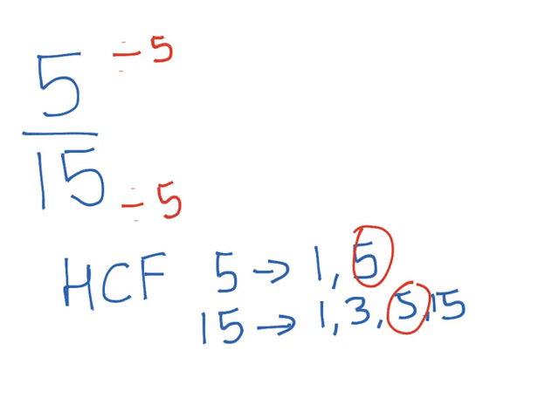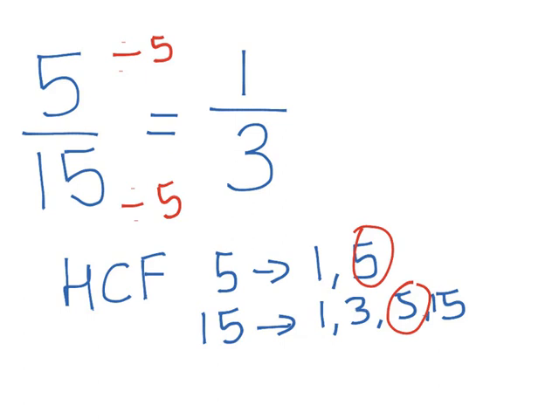We divide the top and the bottom by 5, because remember, we're not changing the size of the pizza, we're changing the number of slices it's been cut into. There's 1 5 in 5, and there are 3 5s in 15. So 5/15 equals 1/3. And that's how we simplify a fraction.